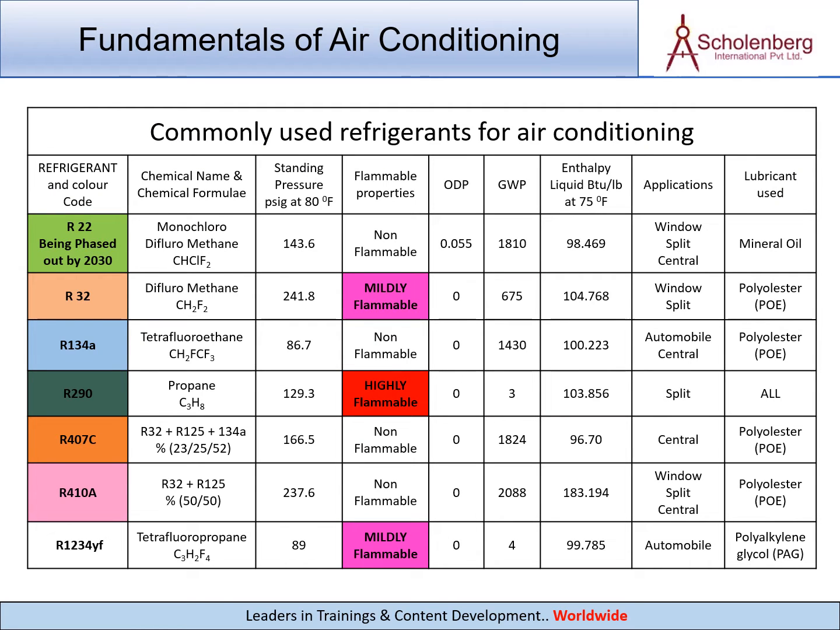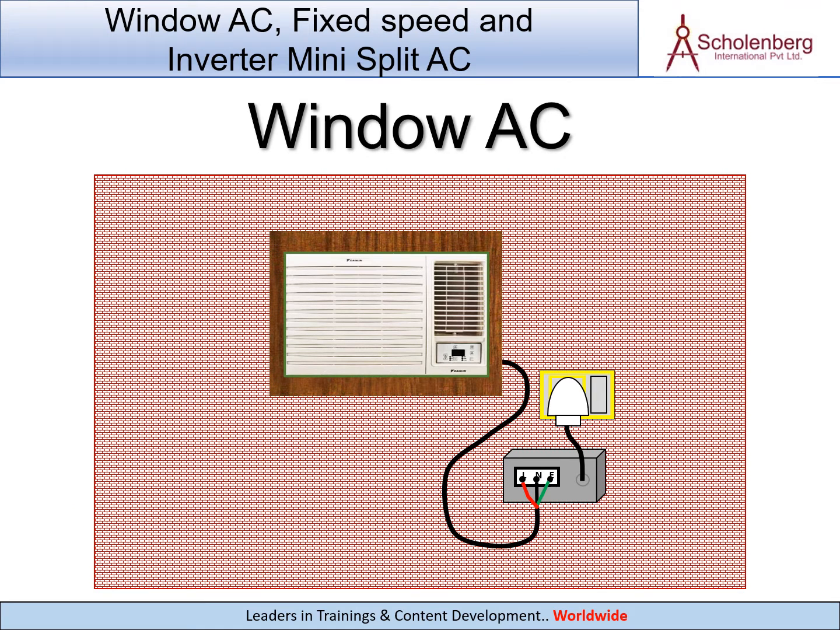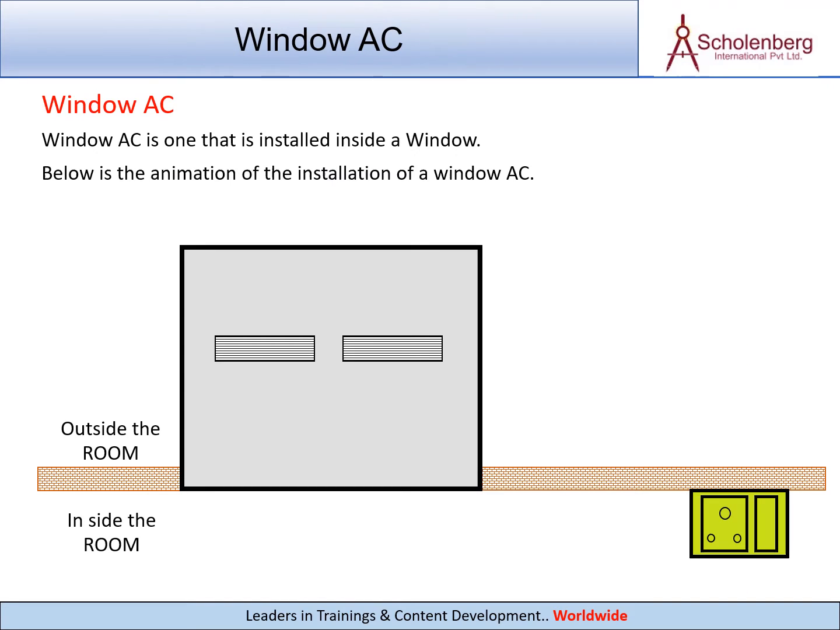Commonly used refrigerants for air conditioning. Comparative rating, 1 to 7, where 1 is the best, and lowest overall points is the best. Window AC. Window AC is one that is installed inside a window. Below is the animation of the installation of a window AC.